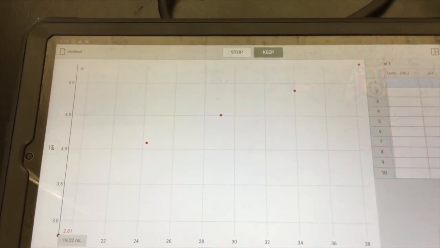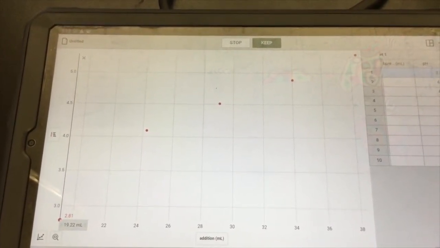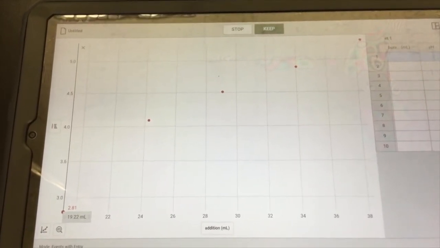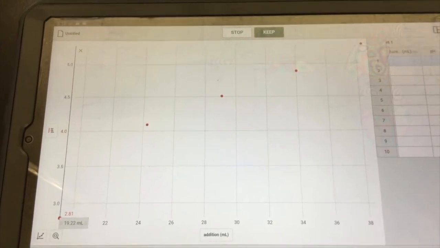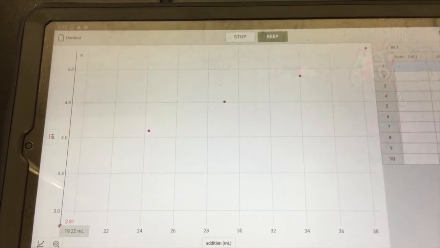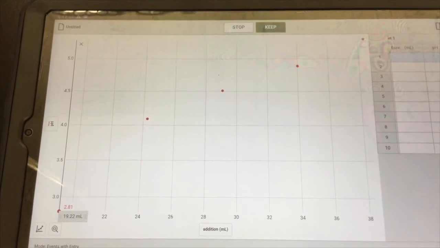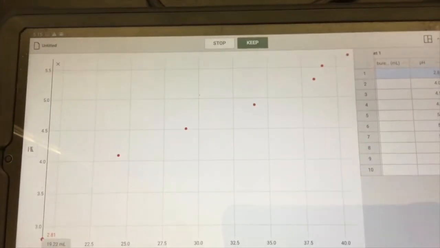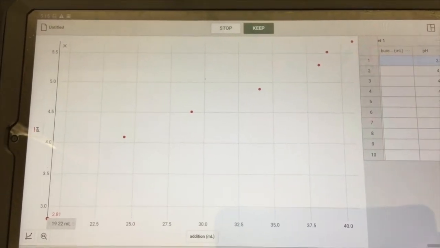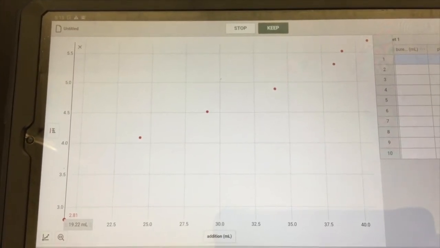This means that we are in the buffering region of this particular acid. Buffering will be talked about at a later date, but as we get closer to the endpoint, we want to keep adding smaller amounts because we're going to see the pH start to change more rapidly again. So now I'm going to add in 1 or 2 milliliter increments. You can see that the pH is starting to rise more sharply here. Also, when I swirl the liquid after adding my sodium hydroxide, the pink color is lasting a little bit longer.